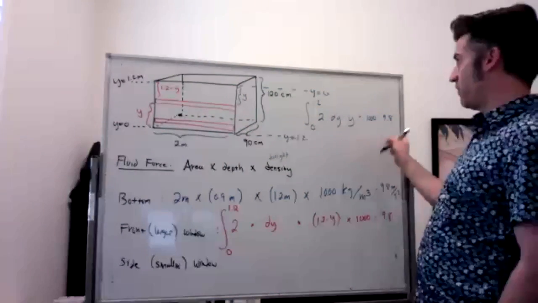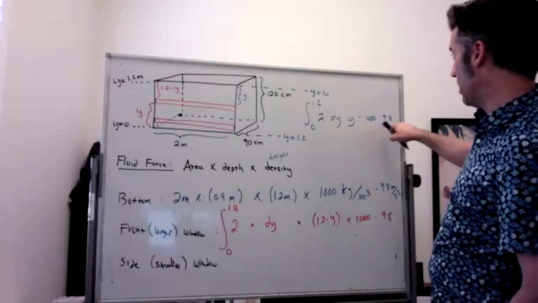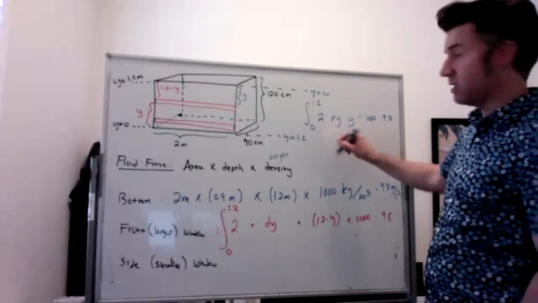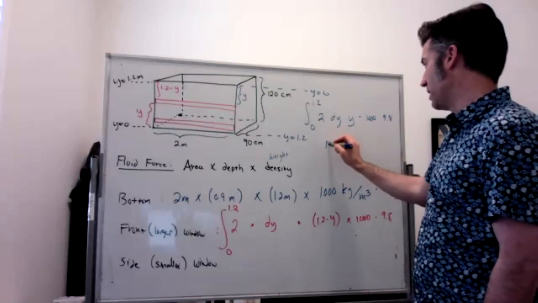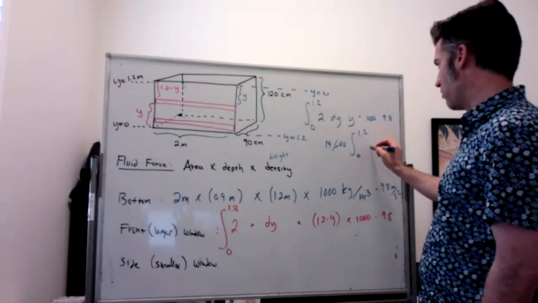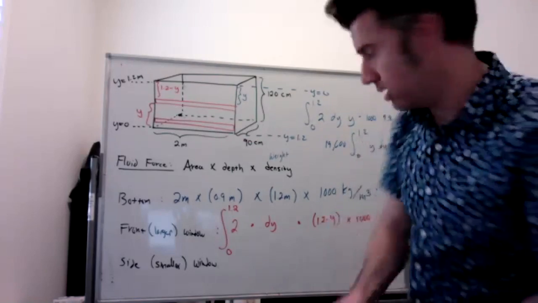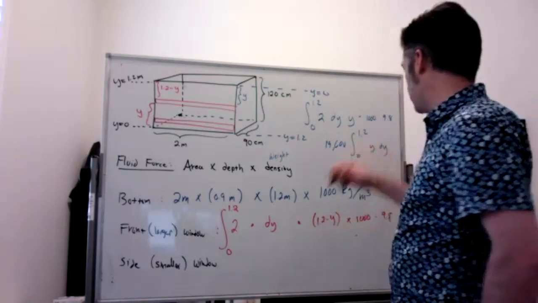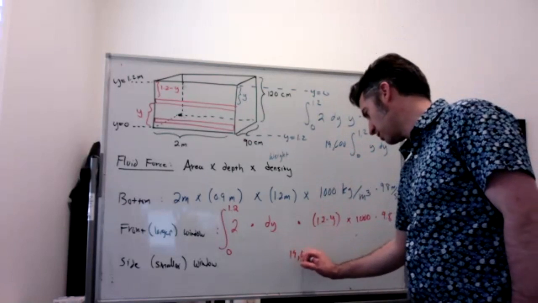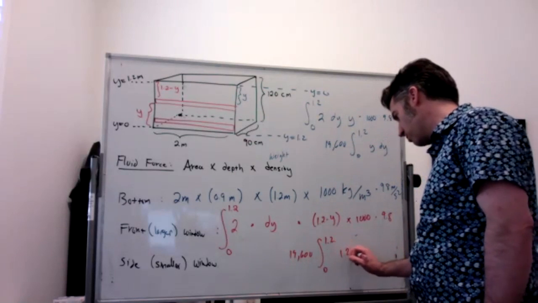Essentially, if you factor out the 9.8, the 1,000, and the 2, 9,800 times 2 is 19,600. This is equal to 19,600 integral from 0 to 1.2 of y. And this red one here is the same coefficient, 19,600 integral from 0 to 1.2 of 1.2 minus y.